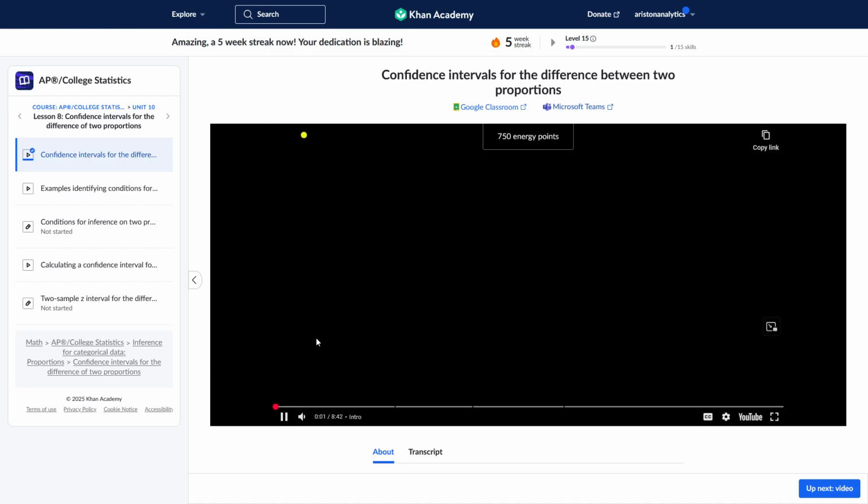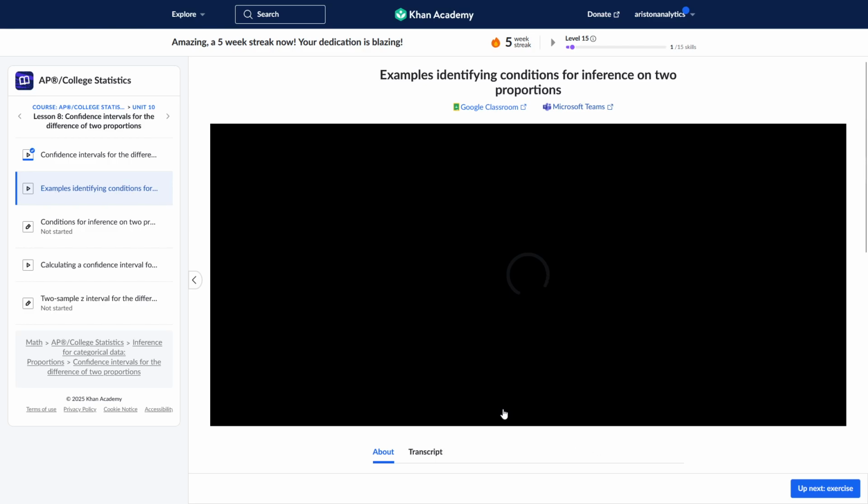Let's review calculating confidence intervals for proportions. So let's say I have a population and I care about some proportion.